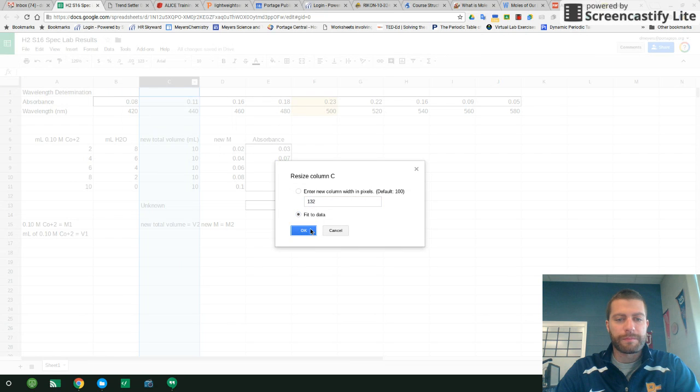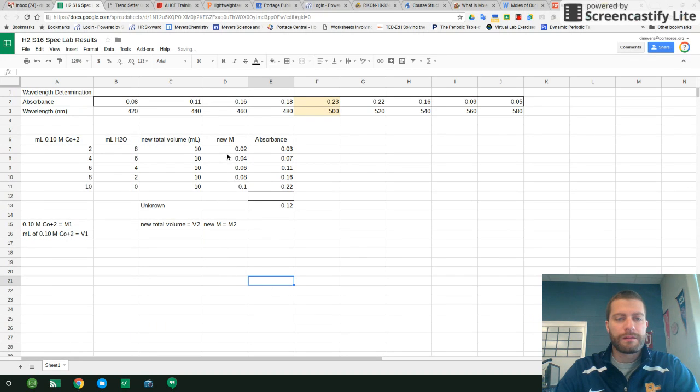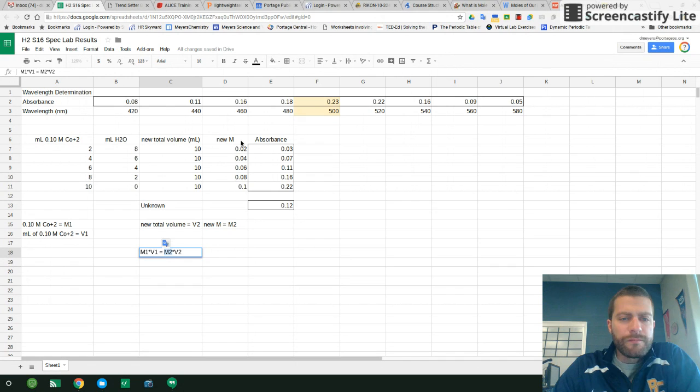I'm just going to resize because I prefer that way. Okay. So to calculate new molarity, I have a formula set up here. You can do this in your calculator where you are doing M1 times V1. So M1 times V1 equals M2 times V2, and you're solving for M2 in this instance. So in doing so, I came up with the following concentrations, based on what I started with.